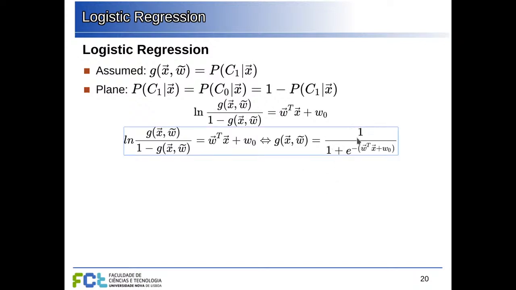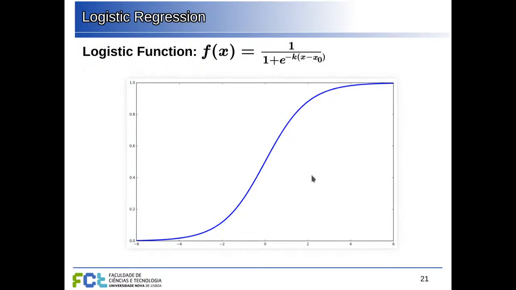And this, 1 divided by 1 plus e raised to minus the inner product plus w0, is basically the logistic function, which has this shape like an S. This is a good function for approximating probability estimates because it ranges from 0 to 1, so it works well for probabilities. And it has the property that it levels off at very low and very high values.